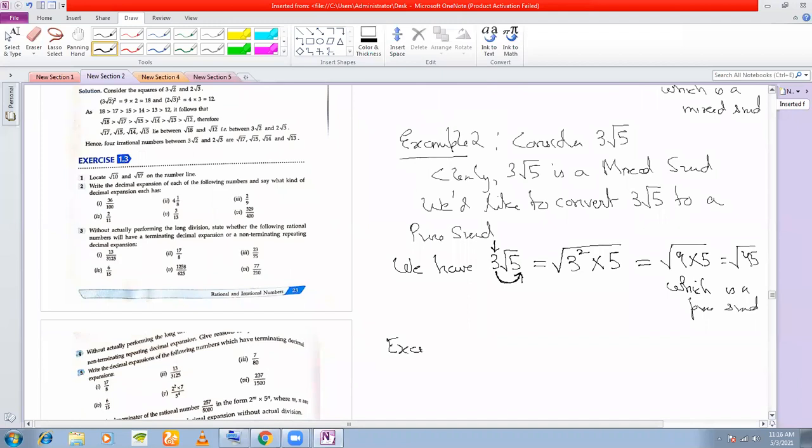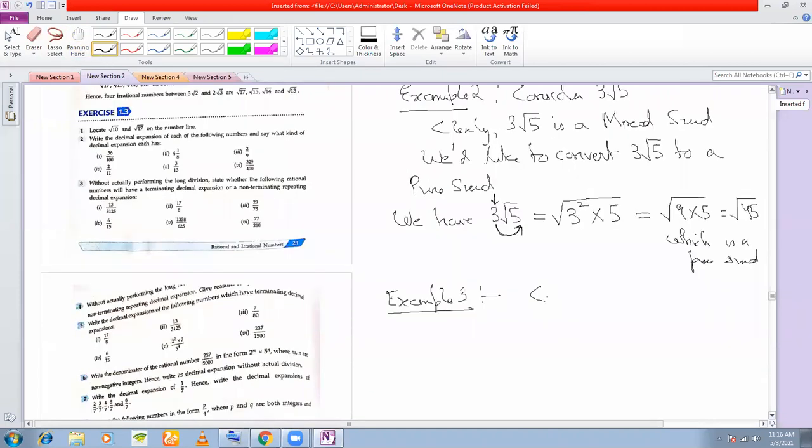Example 3. Suppose I give you, consider 3 into cube root of 2. What kind of a surd is this? This is a mixed surd, right? We'd like to convert this to a pure surd.